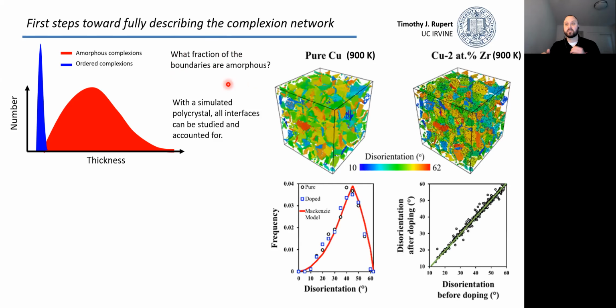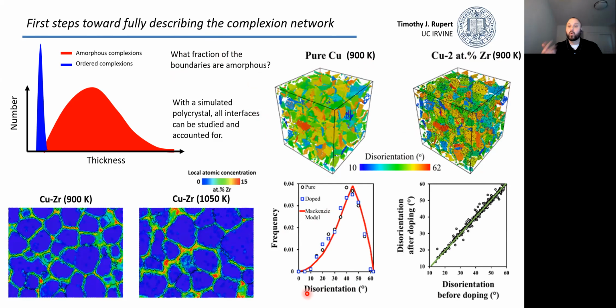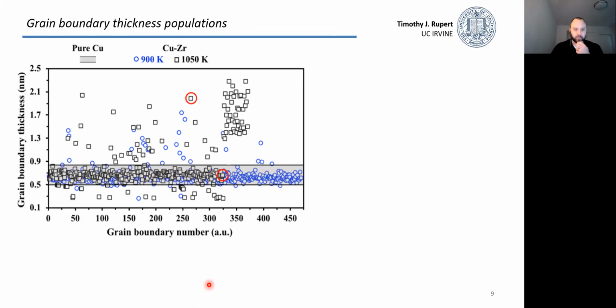To extract some of this data, we've been running complementary atomistic simulations. On the top here, we're showing polycrystalline samples, pure copper and copper zirconium at 900 K. The bottom here is just demonstrating that the grain structure doesn't evolve much just from the doping process. But more importantly, we can test different temperatures. For example, we can compare the 900 K and 1050 K samples for the alloys and end up seeing how the complexion networks differ.